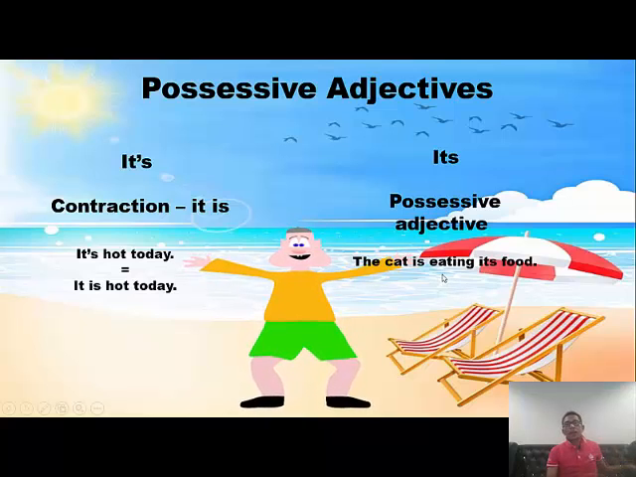And when you spell the word, make sure about the apostrophe, okay? Which one do you have to put the apostrophe in, and which one do you have to write as its, okay? So the possessive adjective is without the apostrophe. Okay, let's take a look at the next slide.